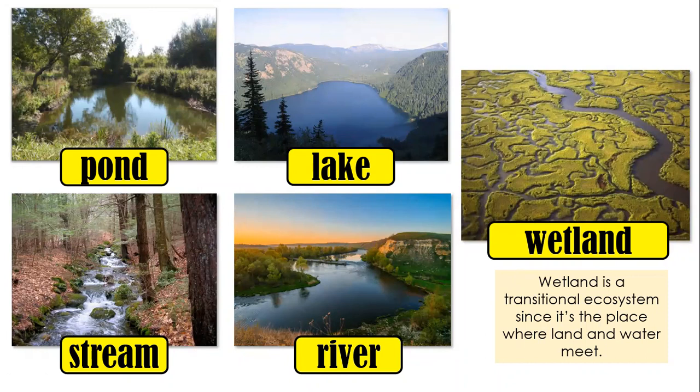Wetland is a transitional ecosystem, wherein two environments meet. That is the place wherein two environments meet. Wetland is transitional since it's the place where the land and water meet. Try to look at it. It seems like we can see both the land and aquatic, or terrestrial and aquatic ecosystem, in that place. But these are examples of freshwater environments: pond, lake, stream, river, and wetlands.